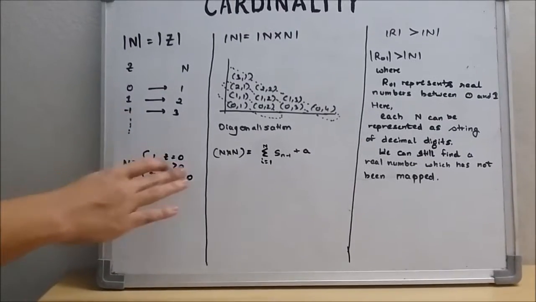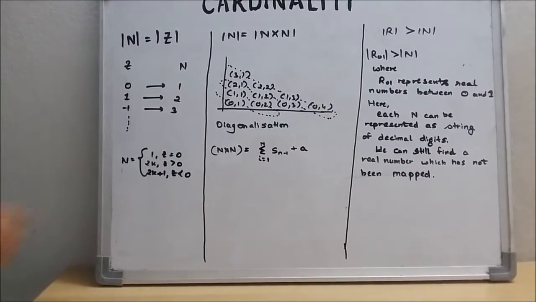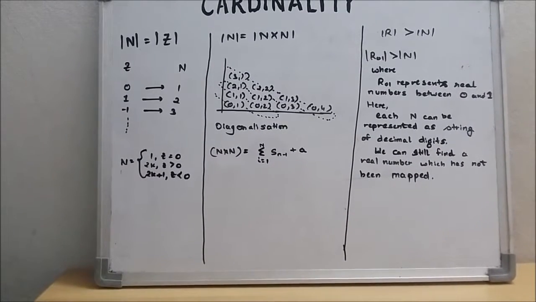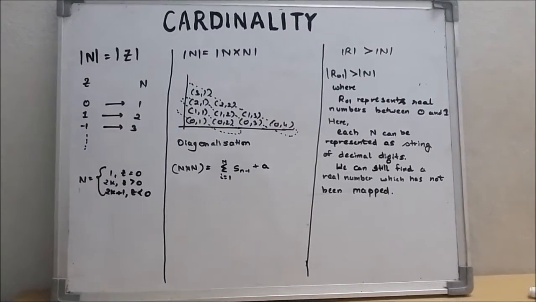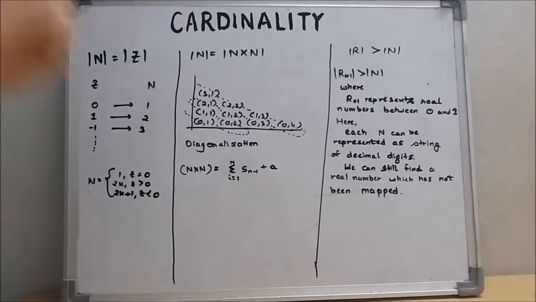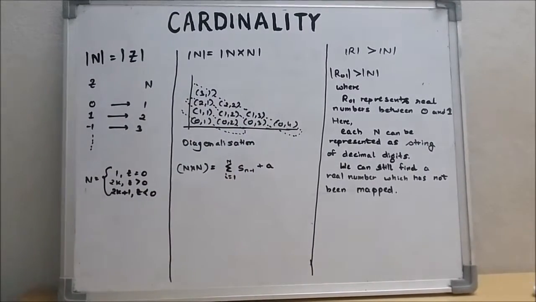n equals 1 if z equals 0, n equals 2k where k is a natural number for z greater than 0, and n equals 2k plus 1 for z less than 0. Hence we have obtained a one-to-one mapping. Similarly for N and N cross N, where N cross N is a tuple of N variables. So here we have used the process of diagonalization.